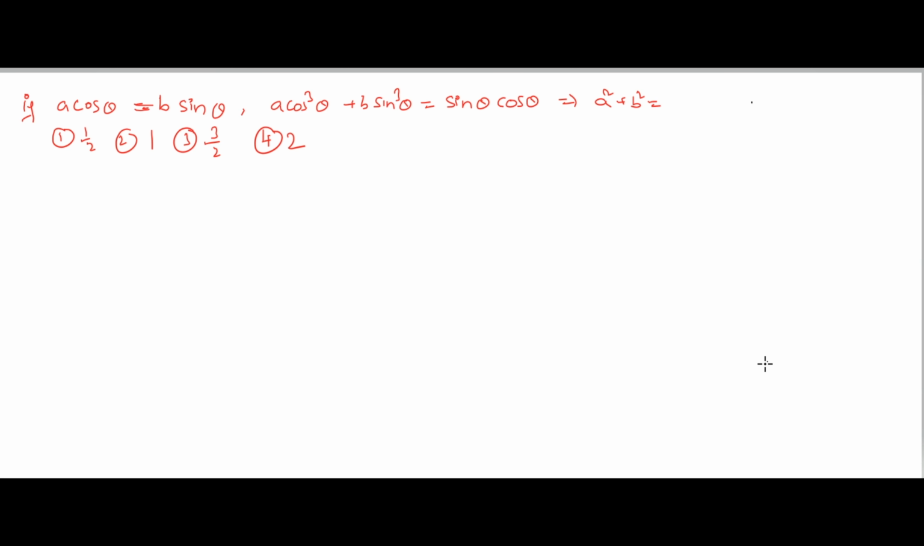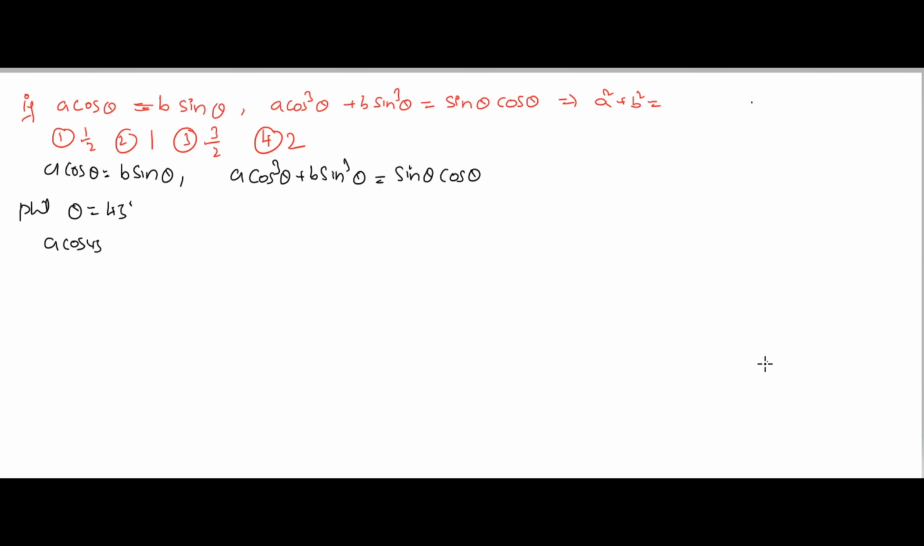Here it is given A cos theta is equal to B sin theta, comma A cos cube theta plus B sin cube theta is equal to sin theta into cos theta. So put theta is equal to 45 degrees. So A cos 45 degrees is equal to B sin 45 degrees. So A by root 2 is equal to B by root 2. From this equation, A is equal to B. Substituting theta is equal to 45 degrees in this equation.